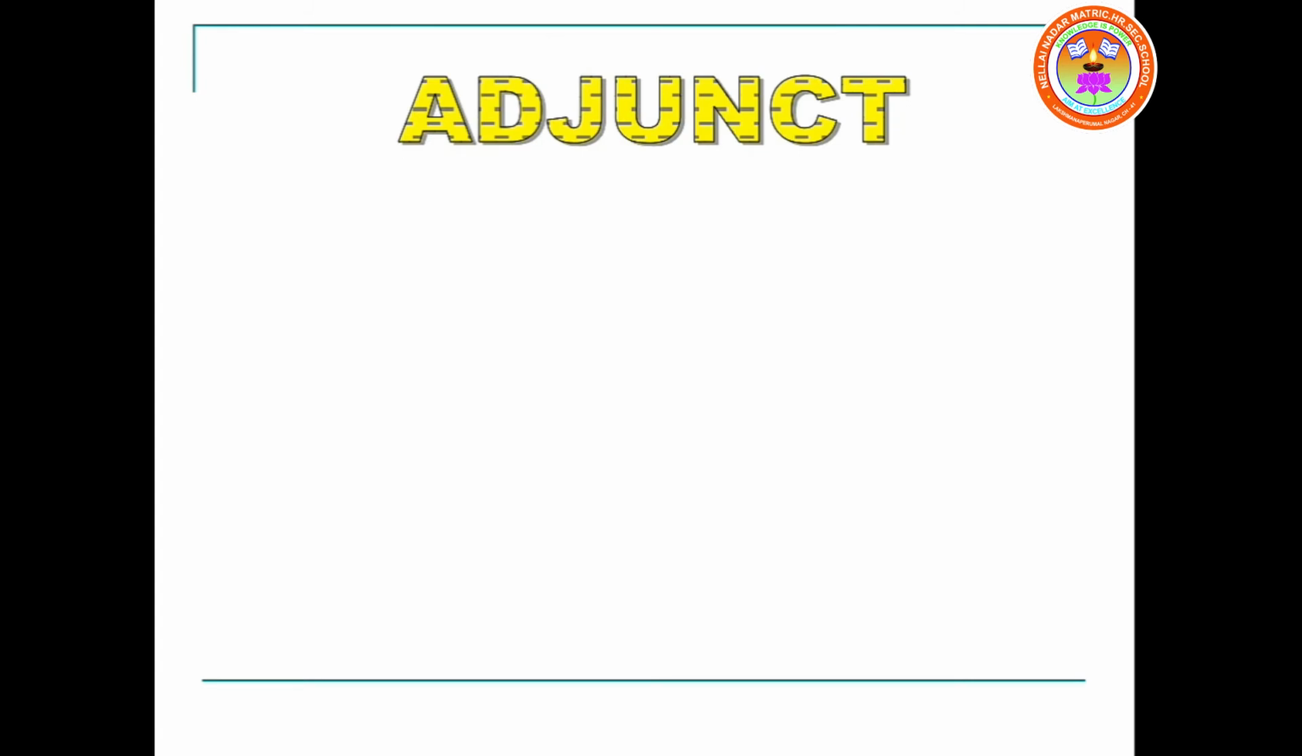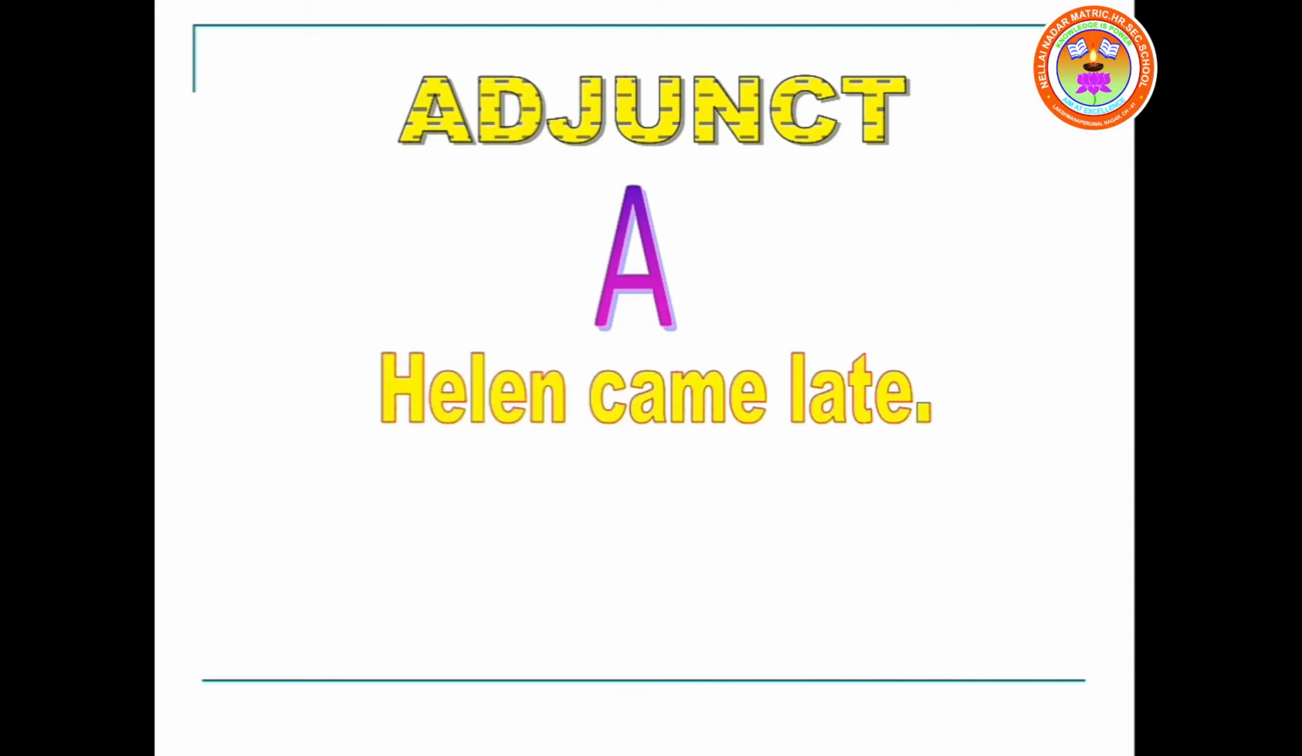Adjunct. Adjuncts are adverbials that answer the questions how, when, where, why. We use capital A to denote the adjunct. Example: Helen came late. When did Helen come? Late. Late is the answer for the question when. So, it is an adjunct.